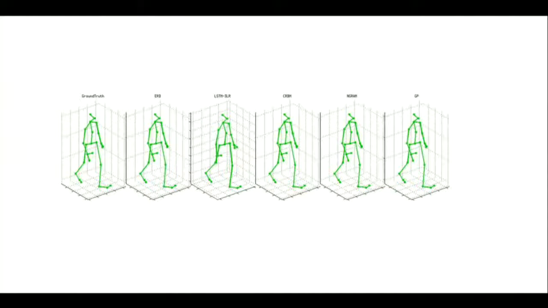So here, I'm about to play this video, but basically what you'll see is on the left, the ground truth. So this is motion capture of an actual person, in this case walking. You'll see the encoder recurrent decoder in the second column. You'll see the LSTM, the conditional RBM. This is sort of the n-gram baseline, and this is the Gaussian process.